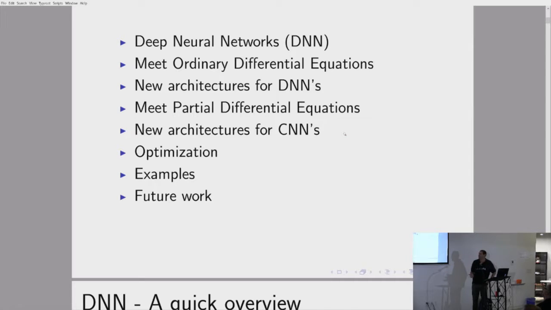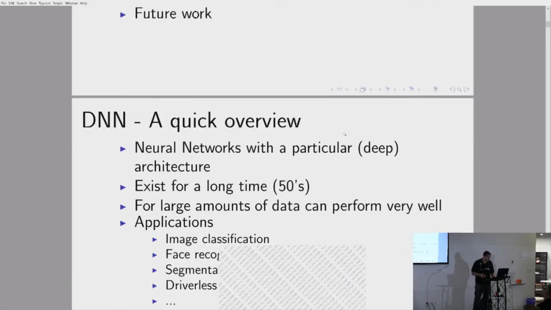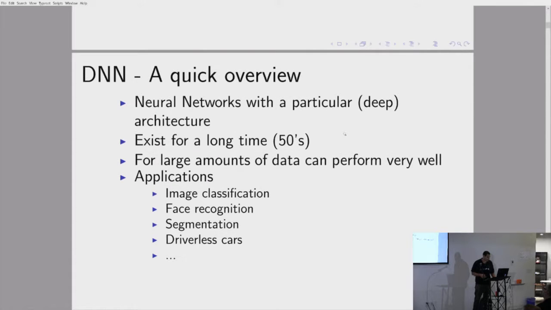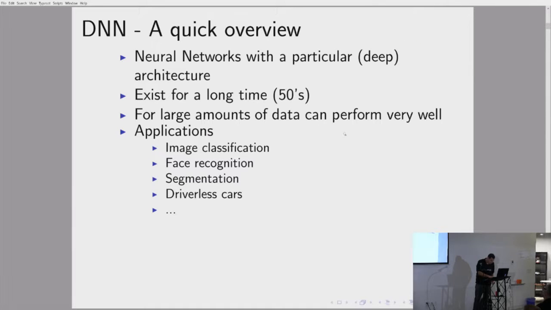If you understand this, it will immediately say that you can design new architectures for deep neural networks. And then we'll take another step and look at how we extend this to partial differential equations, and talk a little bit about optimization and maybe a few examples. Okay. So again, what are deep neural networks? Does page down, page up work? Yes, okay.